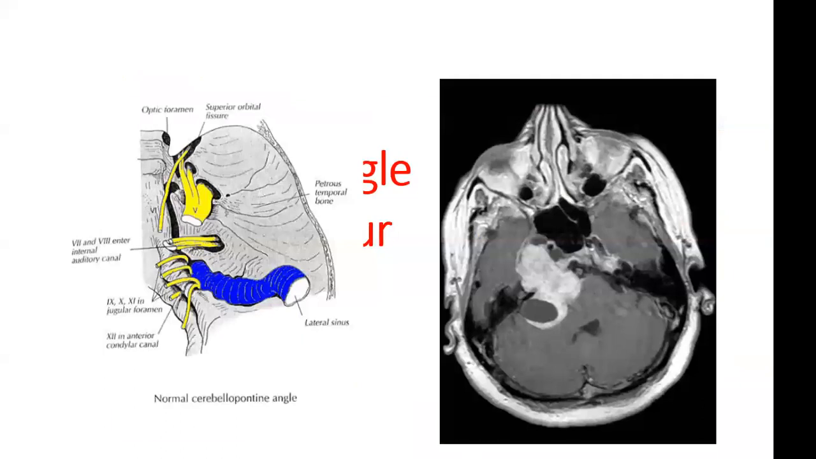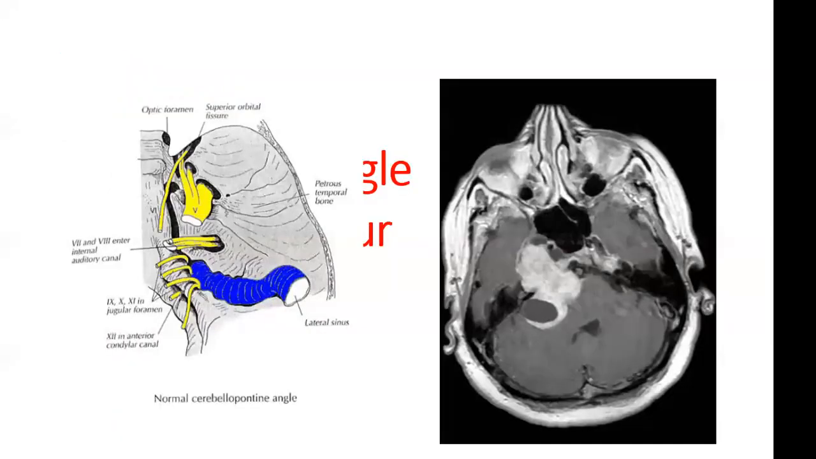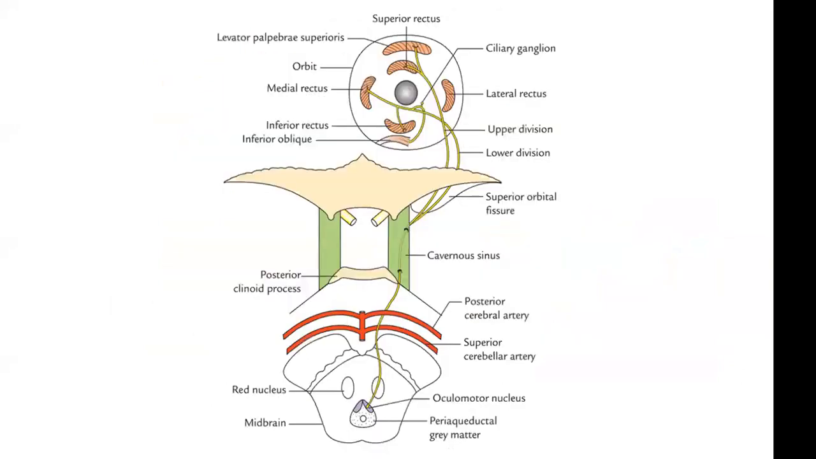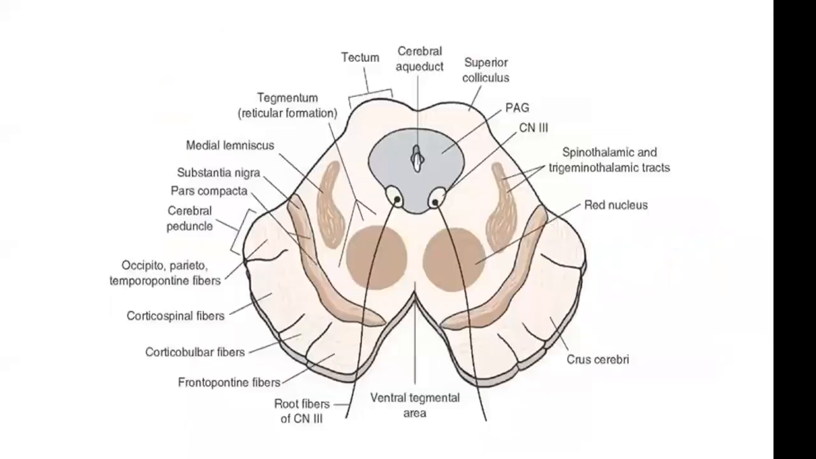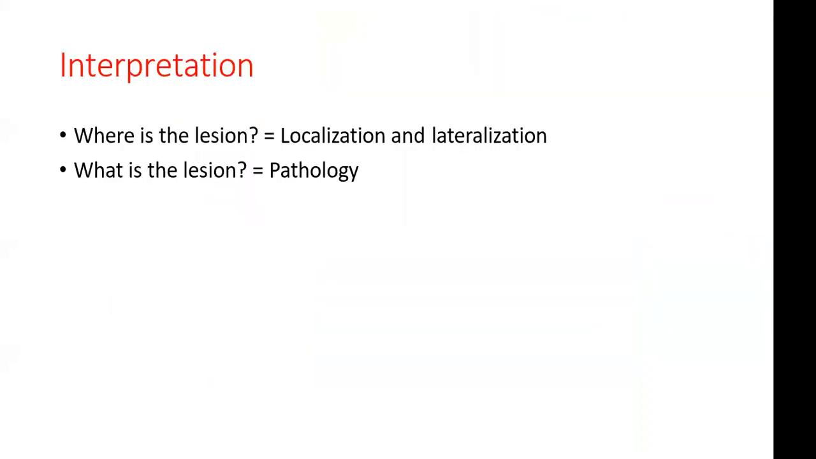Now we come to the last set of cranial nerves. So any questions up to now, please ask on the group. Up to now, we have discussed how to answer these two questions in neurology based on our cranial nerve findings. Where is the lesion? That is localization and lateralization. And what is the lesion? This is based on the pathology.